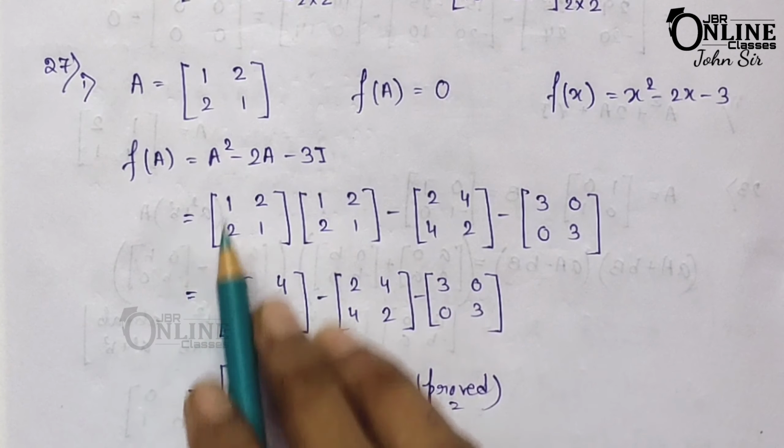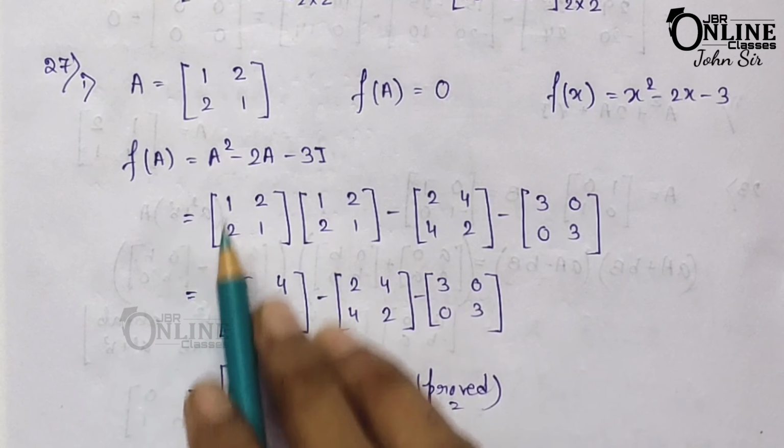So A square means you have to multiply this matrix with itself and you will get here 5, 4, 4, 5. Then 2A means 2 into this one. So 2, 4 minus 4, 2. Sorry, 4 and 2, not minus. And the last one 3I, that means 3, 0, 0, 3.